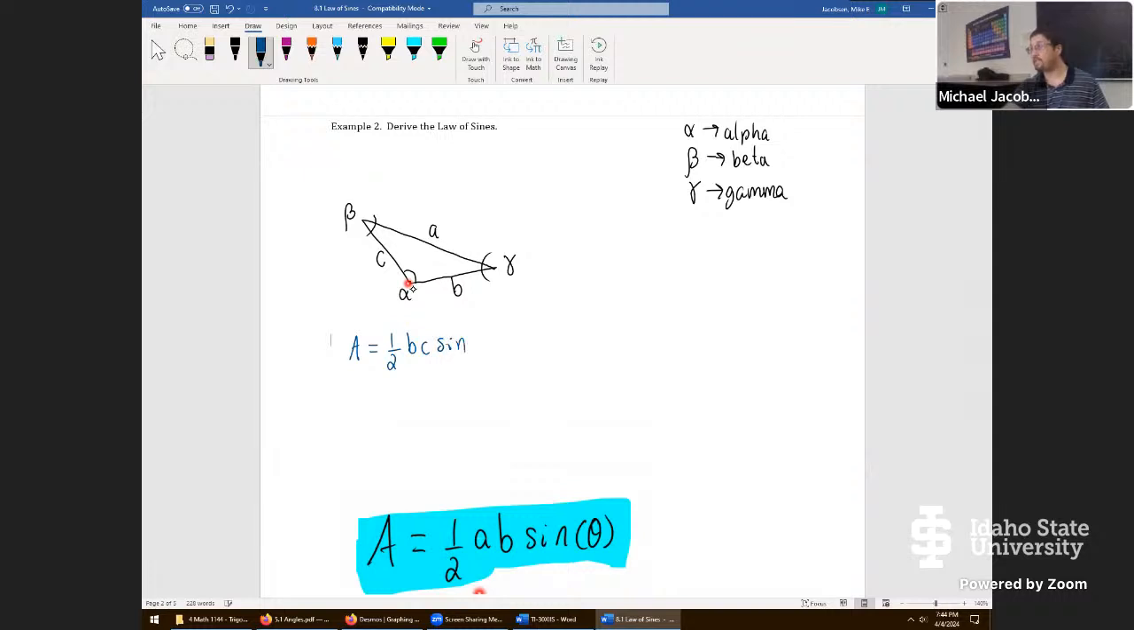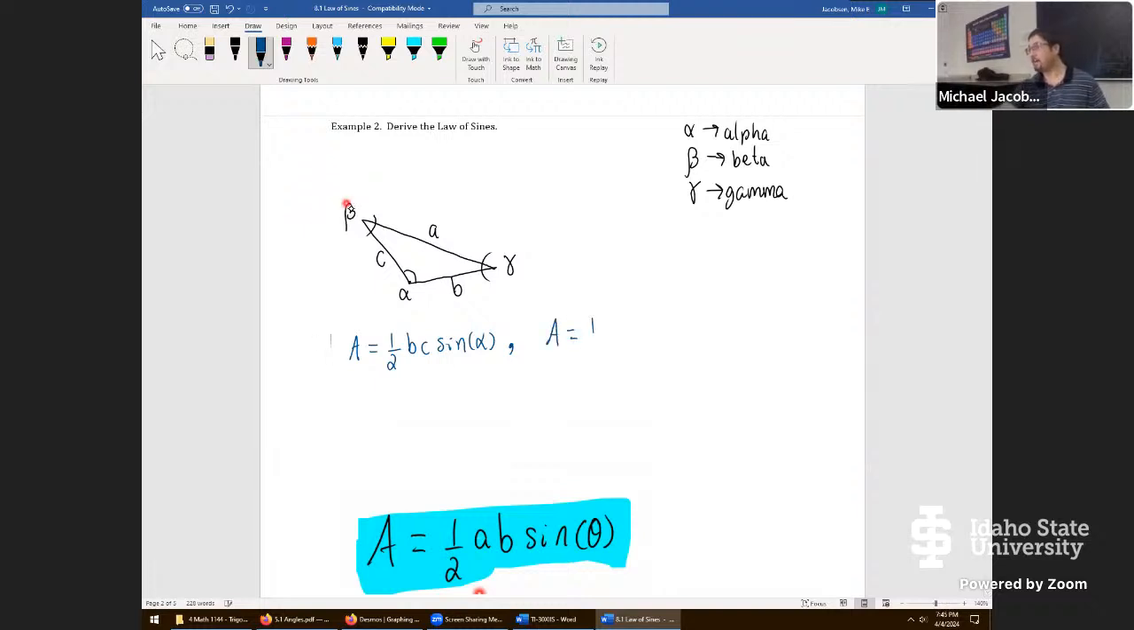And then you just multiply it by sine alpha. So on one hand, that's the area of this triangle through the formula below. And then we just do it again for beta.